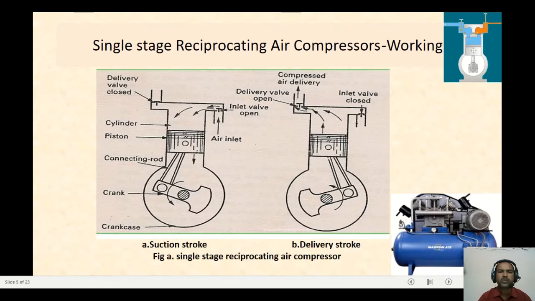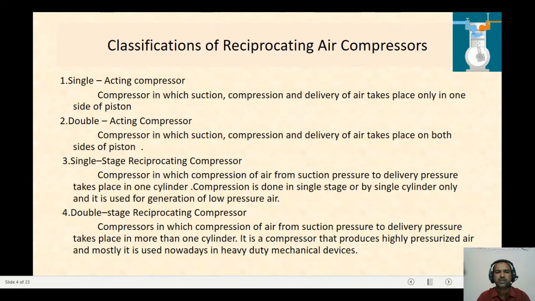Before going to the construction and working principle of the single stage reciprocating air compressor, let us classify the reciprocating air compressor. These are classified into four categories: single acting compressor, double acting compressor, single stage reciprocating air compressor, and double stage reciprocating air compressor.